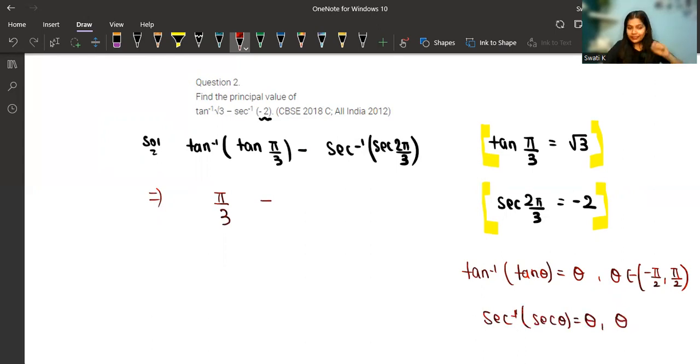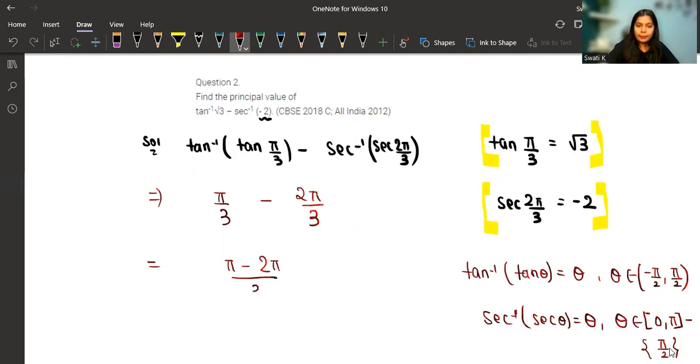This is a little difficult to remember. Theta belongs to the closed interval 0 to pi, minus pi by 2, because at pi by 2 the value is undefined. So sec inverse sec theta is theta. Therefore, this will become 2 pi by 3. Now simply solve this. Pi minus 2 pi upon 3 is minus pi by 3. So we have got the answer for this as well, which is minus pi by 3.